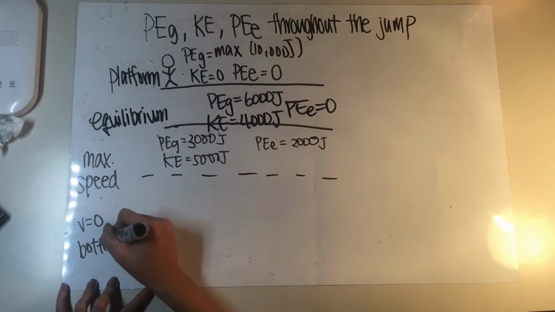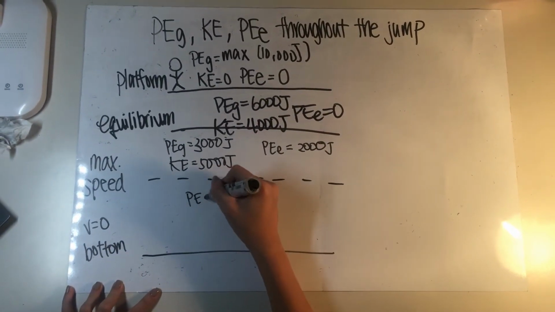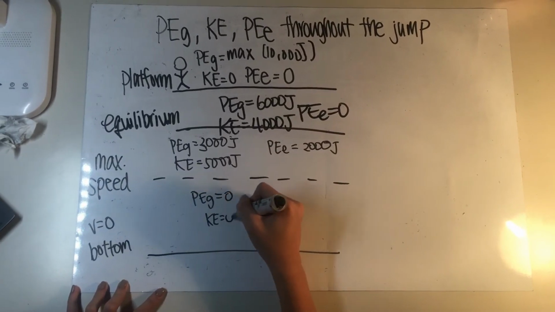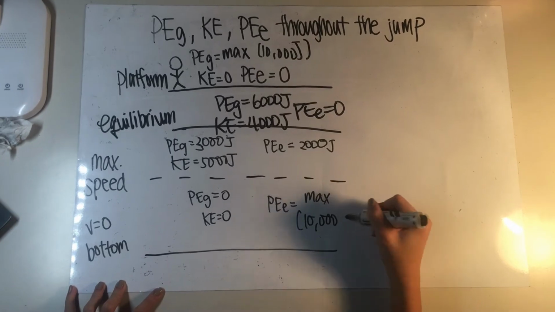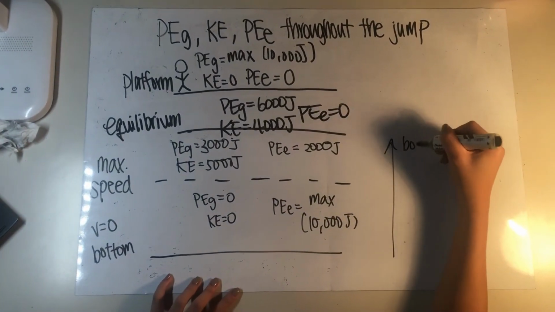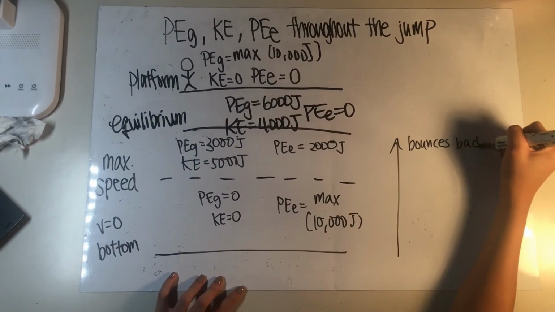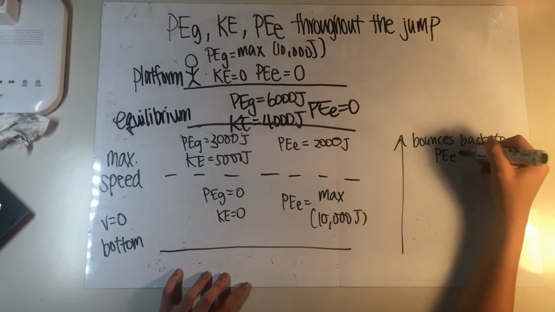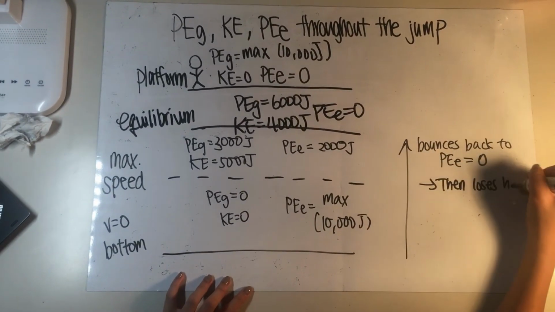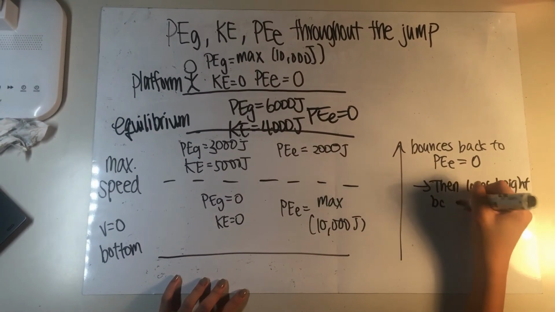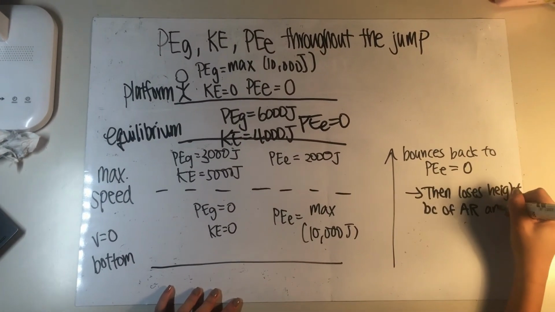This time, however, the gravitational potential energy lost is not all completely converted to kinetic energy. Some of it is also converted to elastic energy since the cord has now stretched. Then, the jumper falls to the most bottom point of the jump, where velocity is at 0. Here, the gravitational potential energy and kinetic energy are at 0, and all the energy is converted to elastic energy.